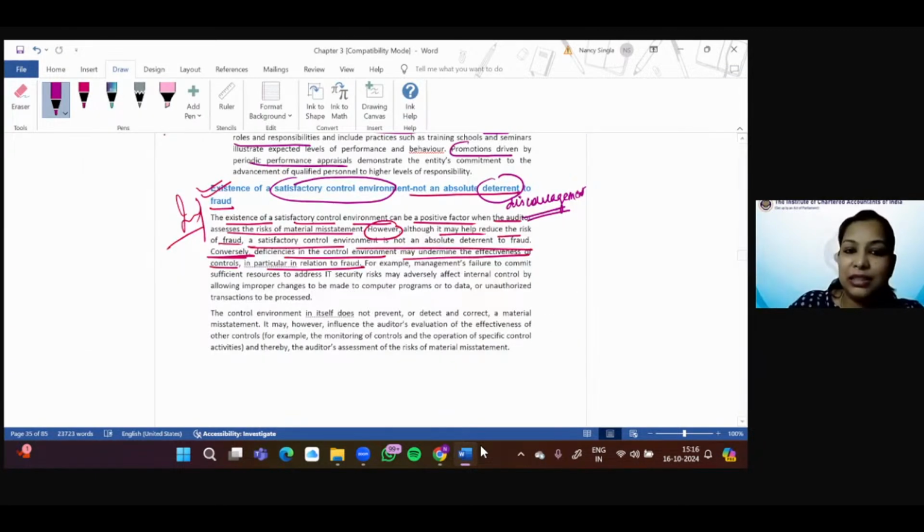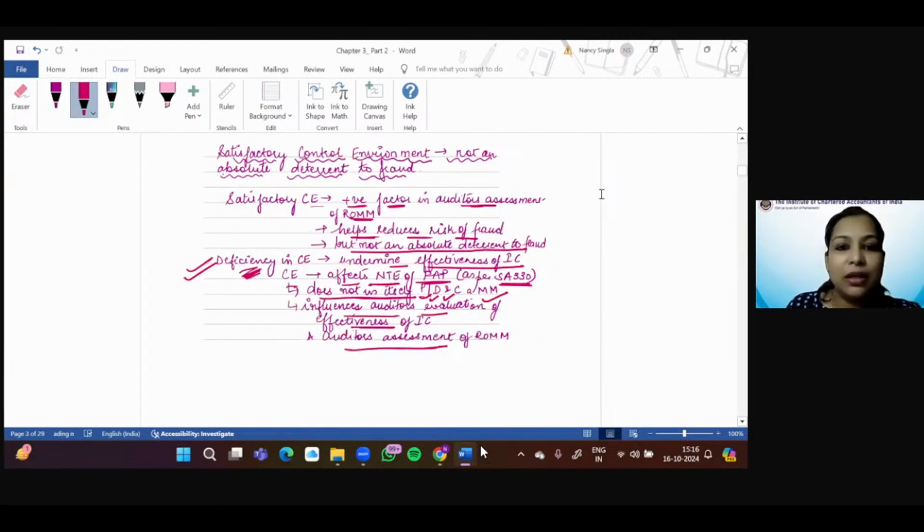Let me just show. I've made this summary, or you can say notes, for this paragraph. Maybe while learning or revising from this paragraph, some students might find it difficult. So this is the way you can pick up the keywords. Basically it says that a satisfactory control environment is a positive factor in the auditor's assessment of risk of material misstatement because it helps reduce the risk of fraud. But the same is not an absolute deterrent to fraud. Deterrent is discouragement or hindrance, right? A deficiency in control environment undermines the effectiveness of internal control, and this affects the nature, timing, extent of further audit procedures as per SA 330.